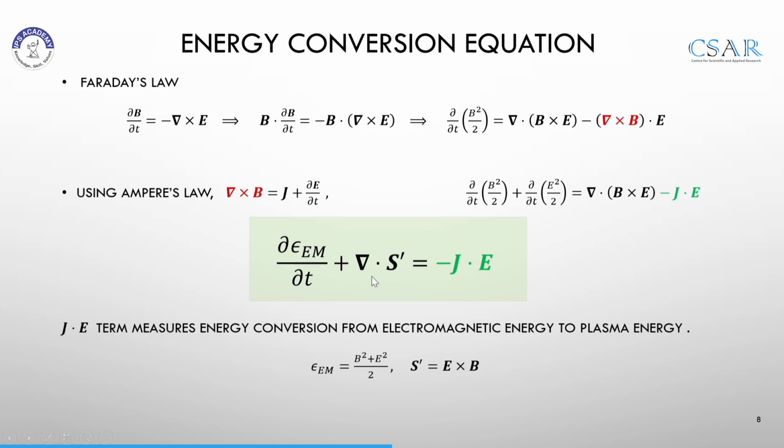So as you can see, there is an electromagnetic energy density term, with a derivative with respect to t. There is an S term, which is the Poynting flux responsible for transferring energy. And there is a minus J dot E term, which acts as a source term. So what it shows is that the J dot E term measures how much energy is converted from magnetic energy to the plasma. And if it is negative, then the plasma gives back energy to the electromagnetic field.